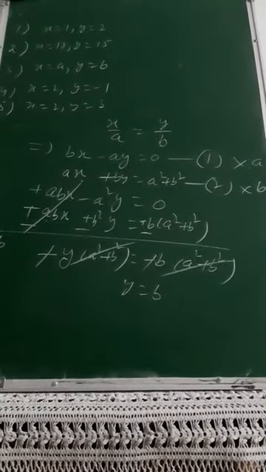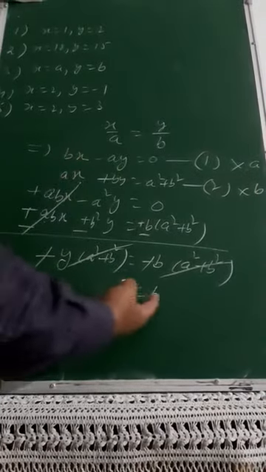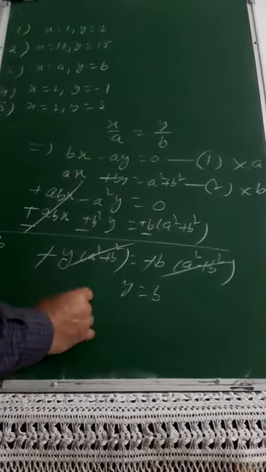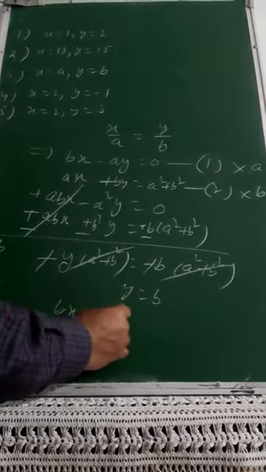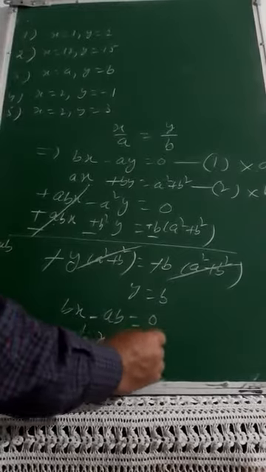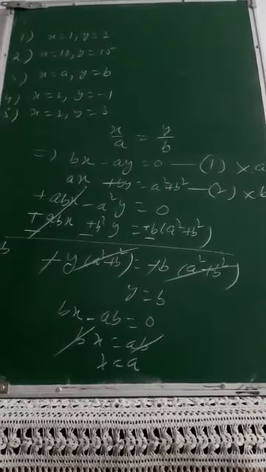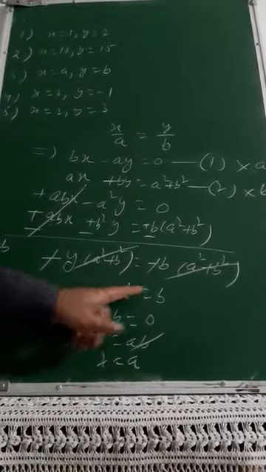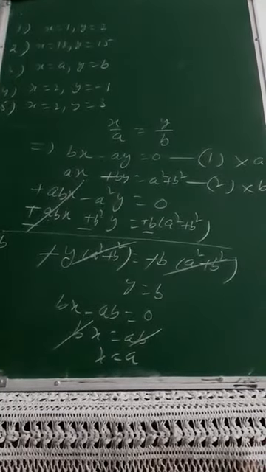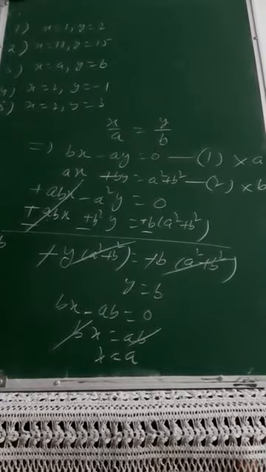Now you substitute y is equal to b anywhere. Suppose I am substituting in 1. So what happens? bx minus ab is equal to 0. Then bx is equal to ab. Can I cancel b with b? What is left? x is equal to a. So x is equal to a and y is equal to b is the answer. Similarly, you can try the other parts also. I have given you the answers, and please keep a watch whether your answers are correct or not.